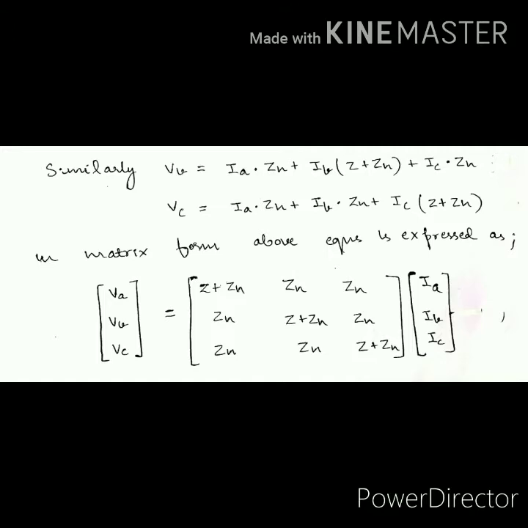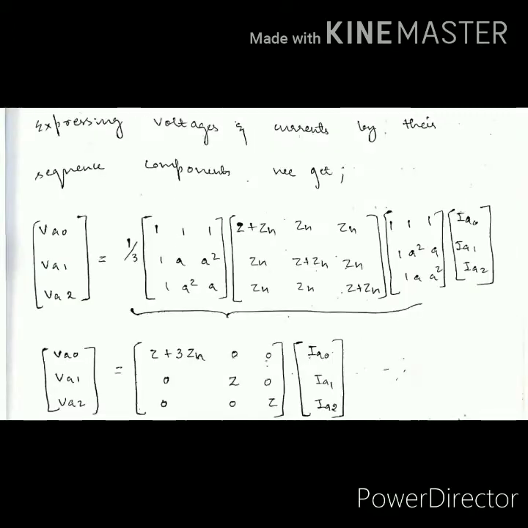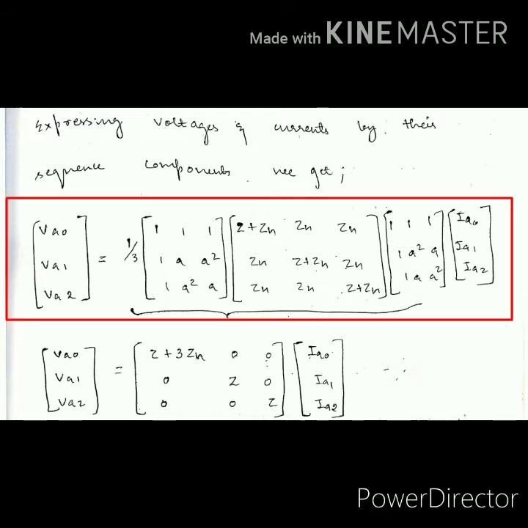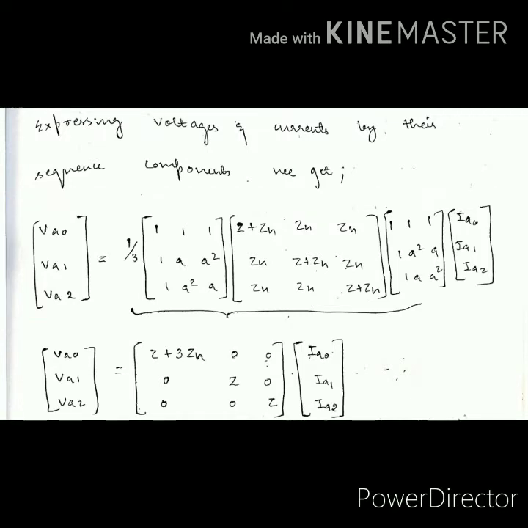Now next step, we are expressing the voltages VA, VB, VC and currents IA, IB, IC in terms of sequence components, that is, VA0, VA1, VA2, IA0, IA1, IA2, from the relation we have studied already in the previous chapter. And after that, as I have marked these matrices, you have to multiply, and finally you get one matrix: Z plus 3Zn, 0, 0; 0, Z, 0; 0, 0, Z.